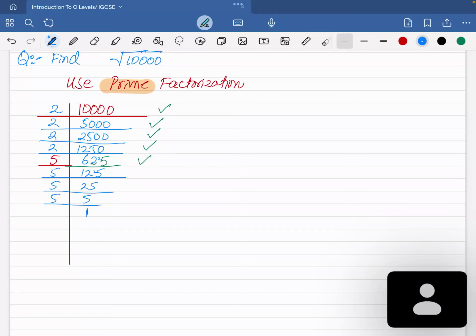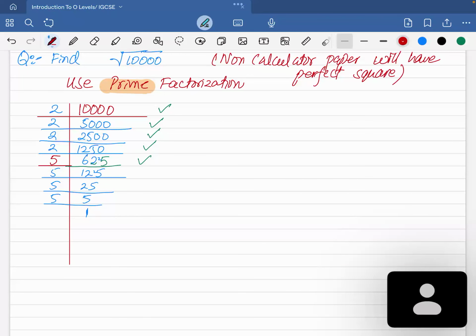Now try to understand. If you have a non-calculator paper, the examiner will give you a perfect square. A non-calculator paper will have a perfect square.